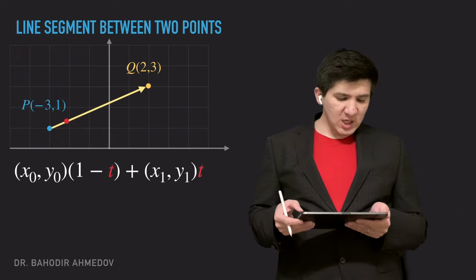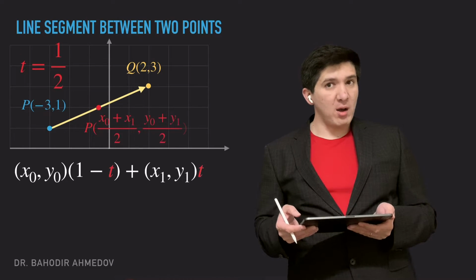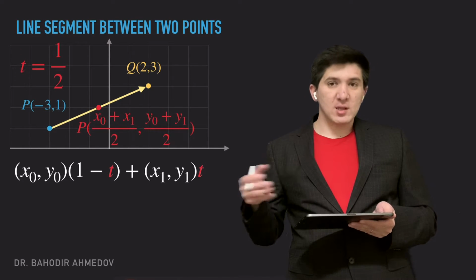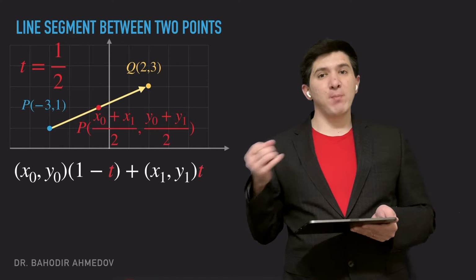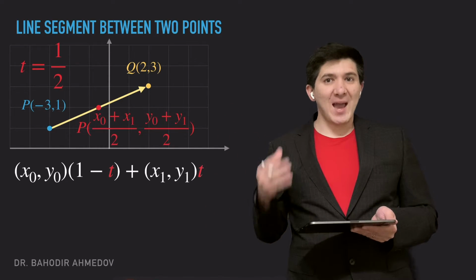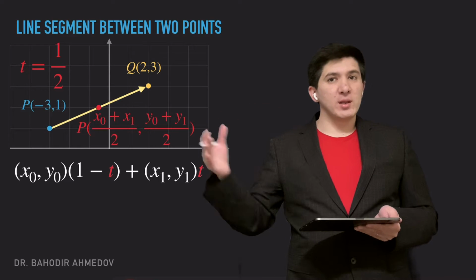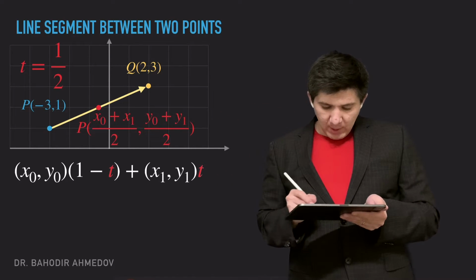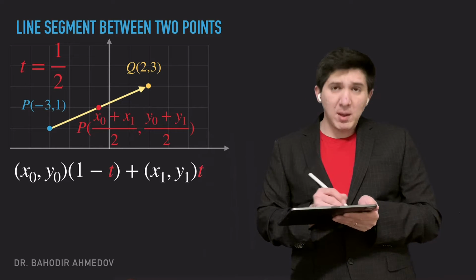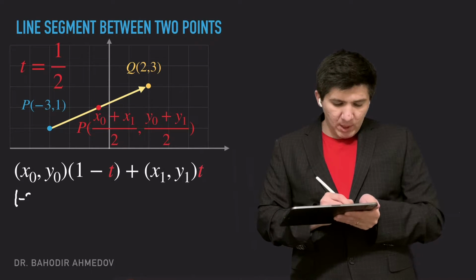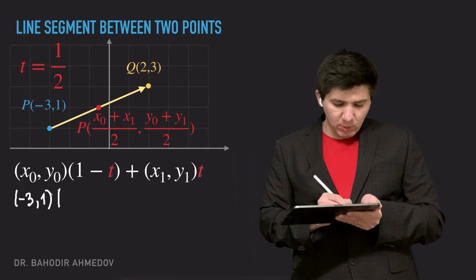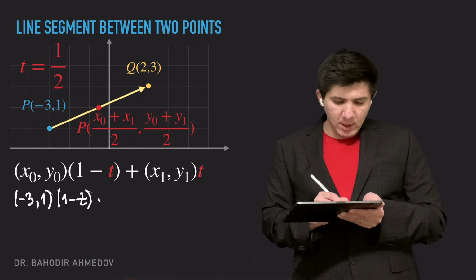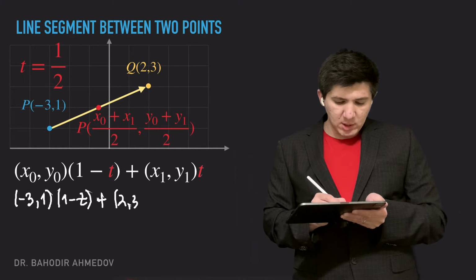Essentially, if t is equal to 0.5, then it's going to give you the midpoint between these 2 points, exactly in the middle. We can try to calculate this for this example. So again, the equation of the line segment between these 2 points is (-3, 1) times 1 minus t, plus (2, 3) times t.